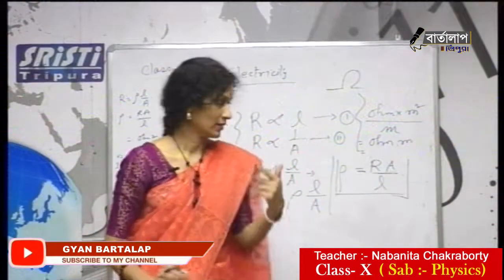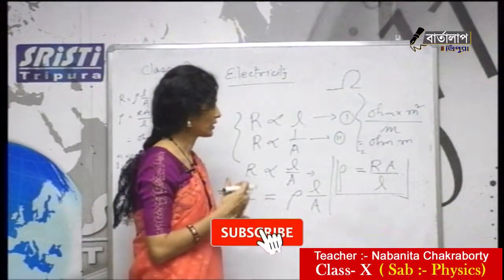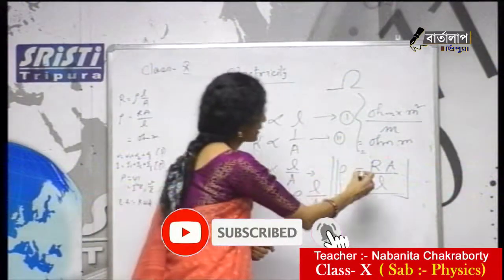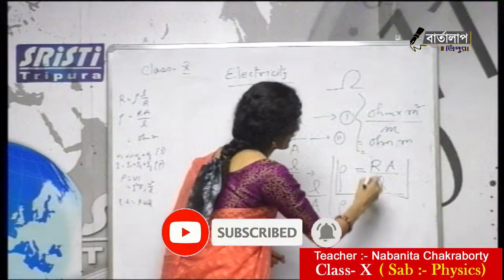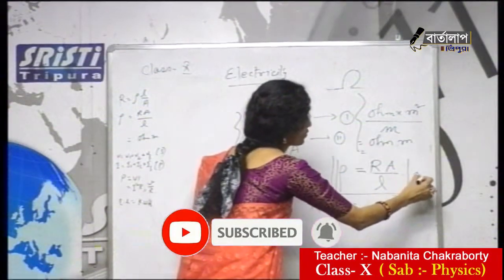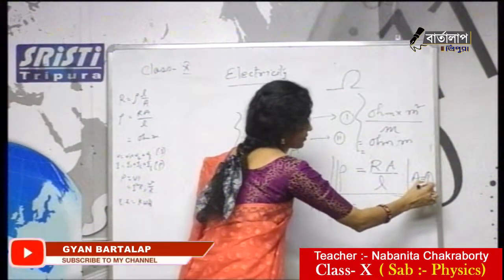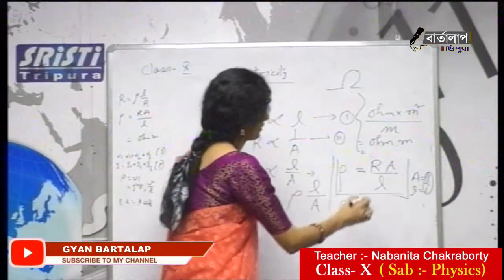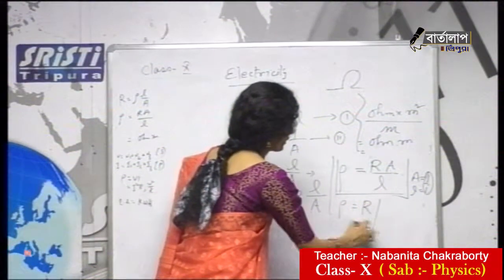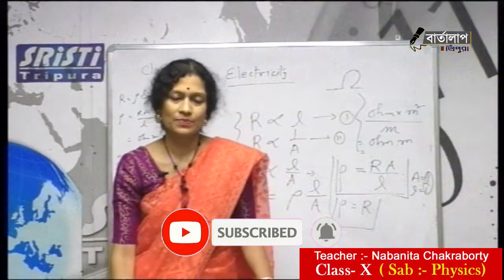Now, I will go to the next topic, but before that, I want to say another thing. Whenever we write rho equals R into A by L, when A equals 1 and L equals 1, if I take unit measurement, then it becomes rho equals R. In that way, you can explain.